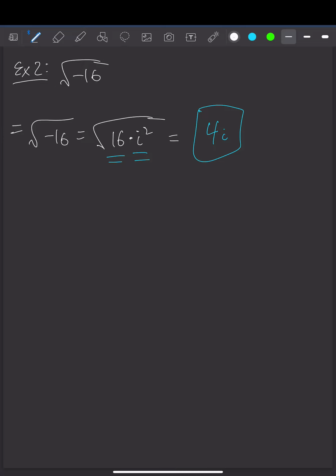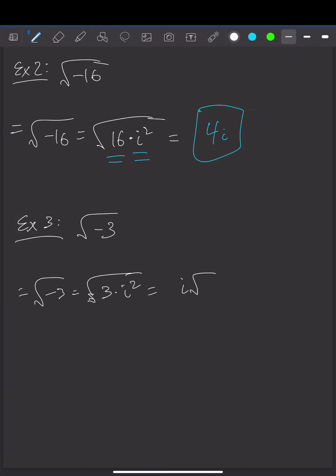And then for example 3, let's say we have negative 3. How would you solve for that? Oh, that doesn't look like a 3. It's a negative 3. So again, rewrite it. And we know that negative 3 is positive 3 times i squared, which is just i times radical 3.